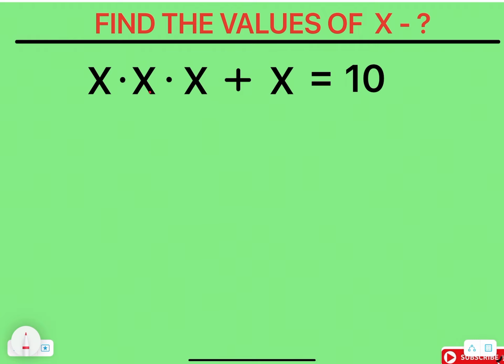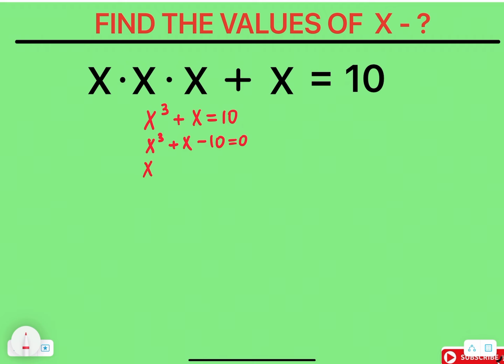We have x times x squared, which will be x to the power of 3, plus x equals 10. Now let's bring the number to the left side. This will be x cubed plus x minus 10. If we move it, we change the sign when we pass the equal sign. Equals 0. What is the next step?